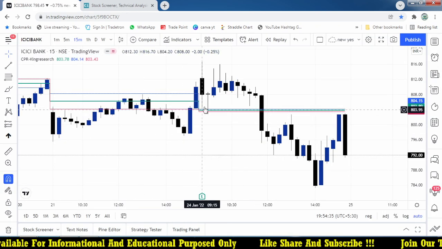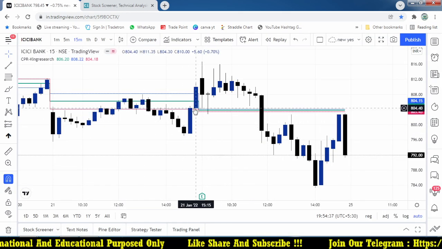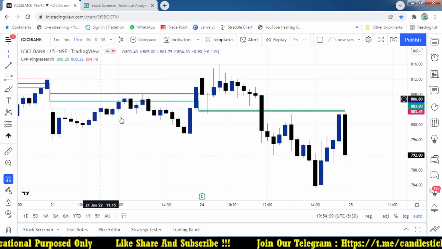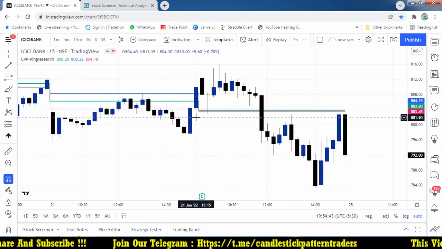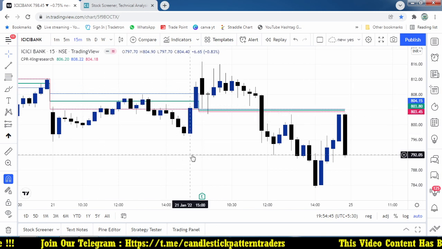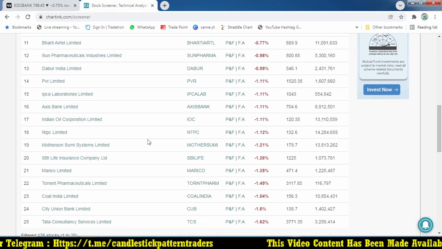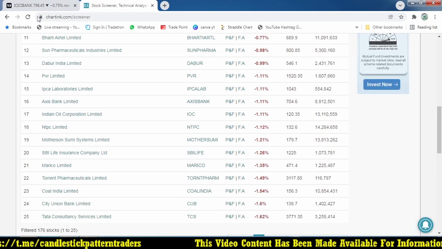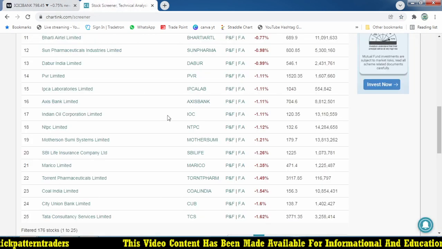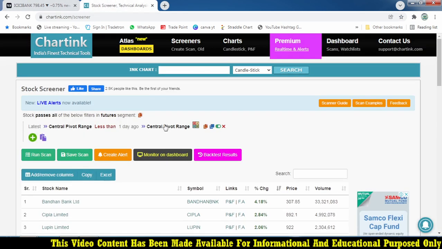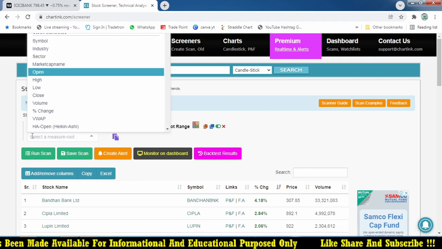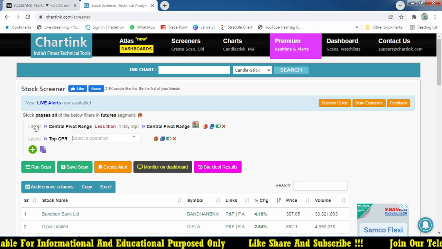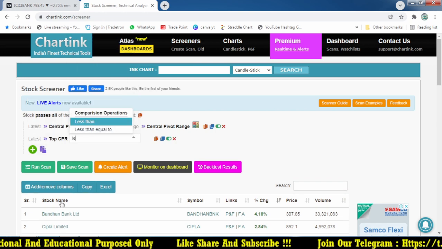So only the CPR. Can you see that the CPR is merged, overlapping with the previous day CPR? This one I'm not going to take for a trade, but I want to filter out even more. So instead of 176 stocks, if I'm going to focus, that's why I've given some filter that will help me find out. So what kind of filter am I going to use?